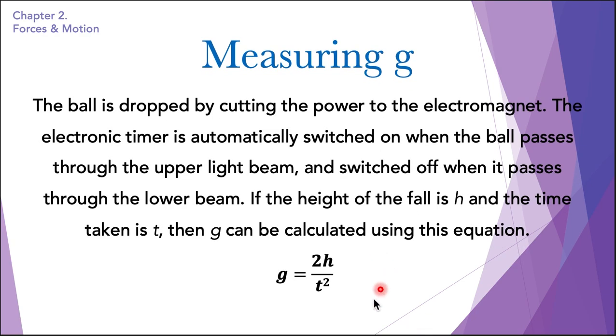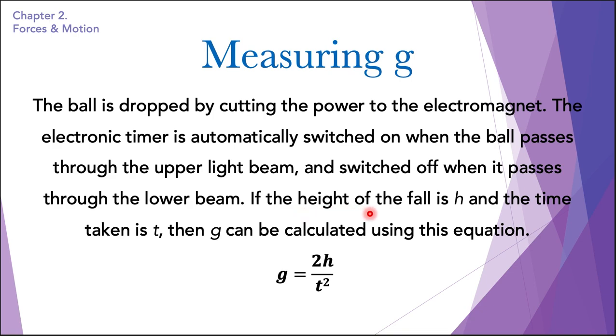So the apparatus is made where there are two light beams, one at the start, from where the ball is going to be falling, and one at the end where the ball is going to hit the ground. There is an electromagnet that is holding the ball. So when the power to the electromagnet is cut, the ball is dropped. And the electronic timer is automatically switched on when the ball passes through the upper light beam and switched off when it passes through the lower beam.